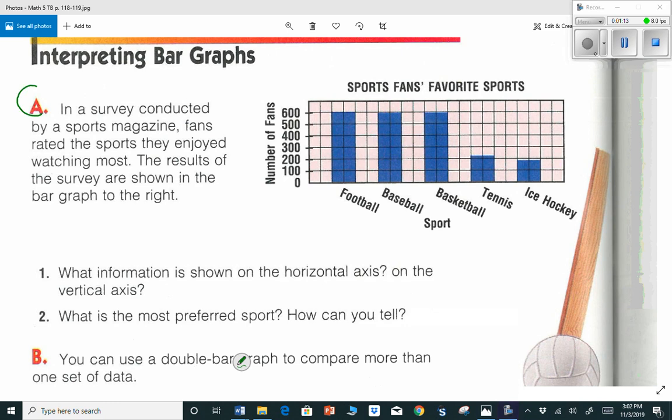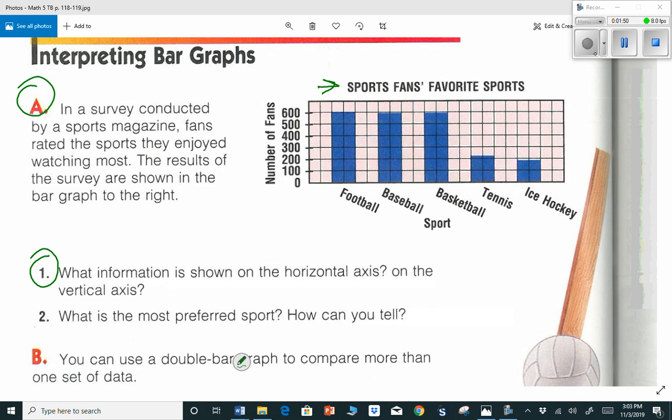So here we have a description. In a survey conducted by a sports magazine, fans rated the sports they enjoyed watching most. The results of the survey are shown in the bar graph to the right. Pay attention to the title. Sports fans' favorite sports. If you want to write this information in your notes, you may do that. If you want to guess the answers yourself before I tell them to you, pause the video and write them down. The first part you are not required to write in your notes.